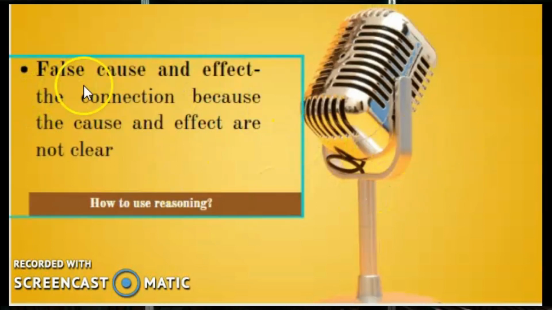Next, we have the false cause and effect. From the term cause and effect, the connection between the cause and effect is not clear. So let us say that I have asked you what are the possible reasons why we have global warming, and then you answered me it's because I was able to sleep last night. So what's the connection between the two? There's no connection, there's no relevance, so that's false cause and effect. And if you want to be a persuasive speaker, you have to avoid that fallacy as well.